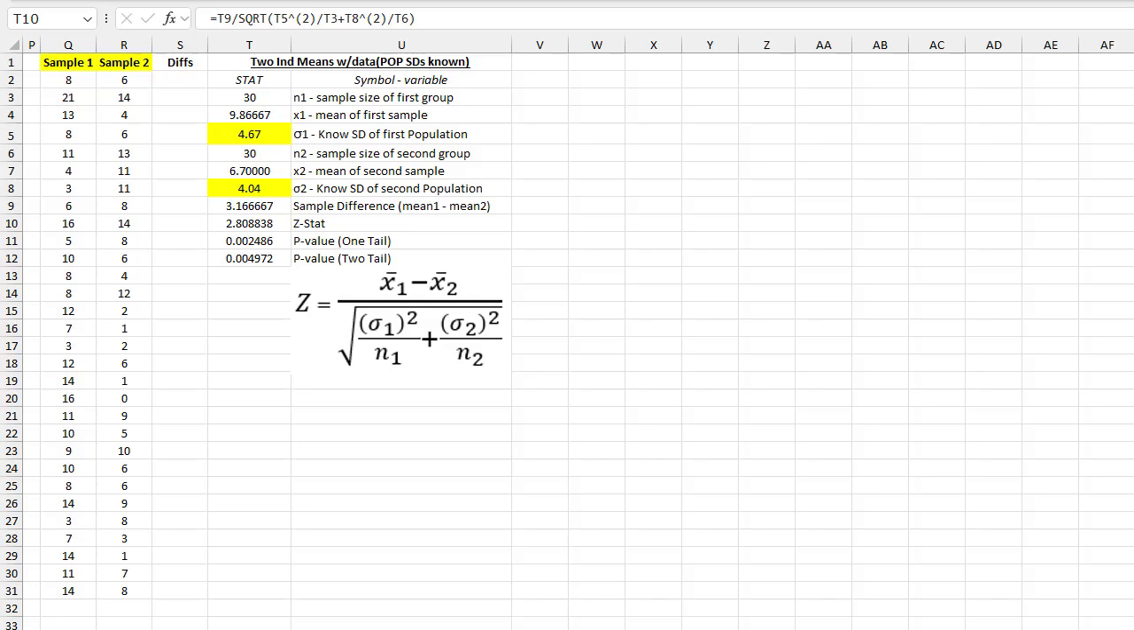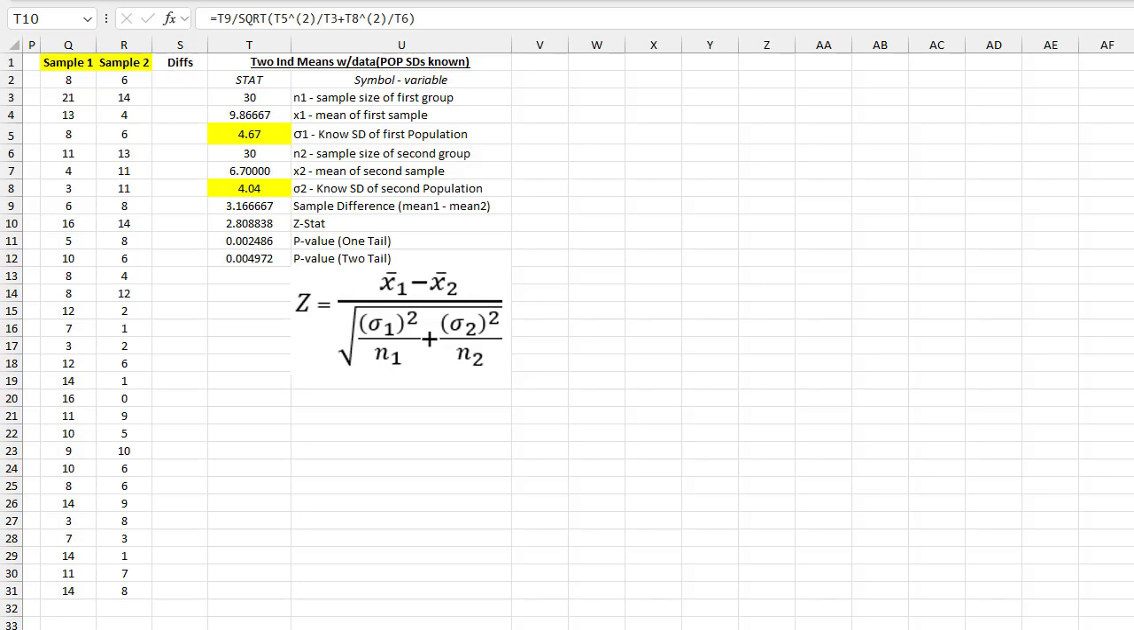Okay, in this video, we're going to look at how to create one of our spreadsheet calculators for doing hypothesis testing of two independent samples and two independent means, averages, when we actually know the standard deviations of the populations from which those samples came. Very, very rare that this happens in the real world.